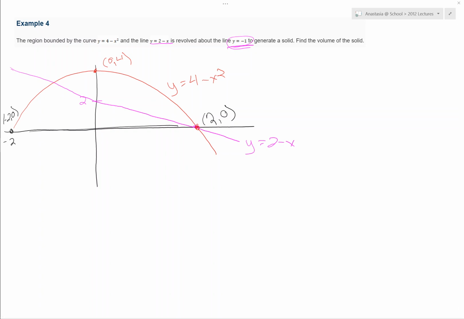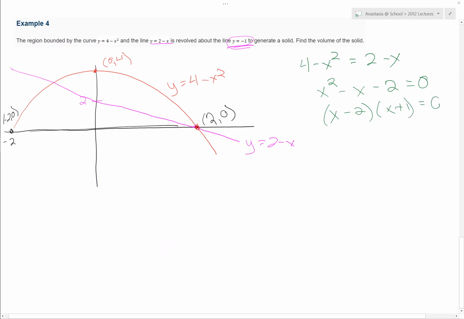So clearly we already have one intersection point at (2, 0). The other intersection point, if we wish to find it, we can find by setting our two equations equal to each other. So 4 minus x squared is equal to 2 minus x. Rearranging, we will have x squared minus x minus 2 equals 0. So we're going to get (x minus 2)(x plus 1), so we have x equaling 2 and x equaling -1. One of our intersection points we already have. The other one is at -1, which will give us a y value of 3 there. So we have our two intersection points.